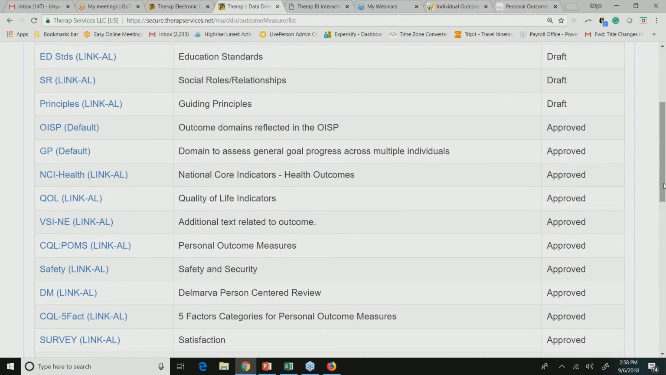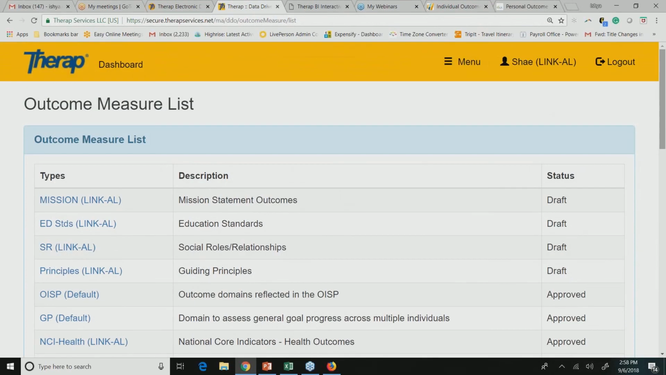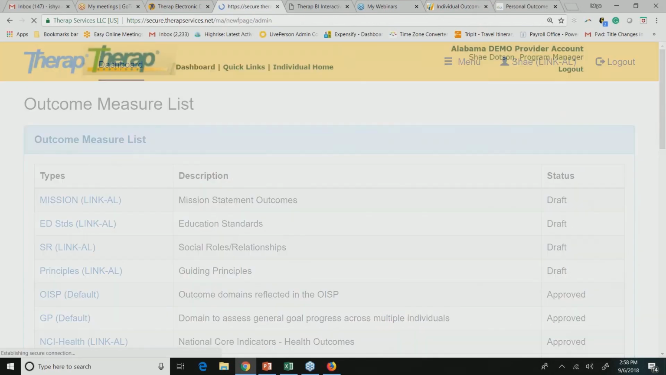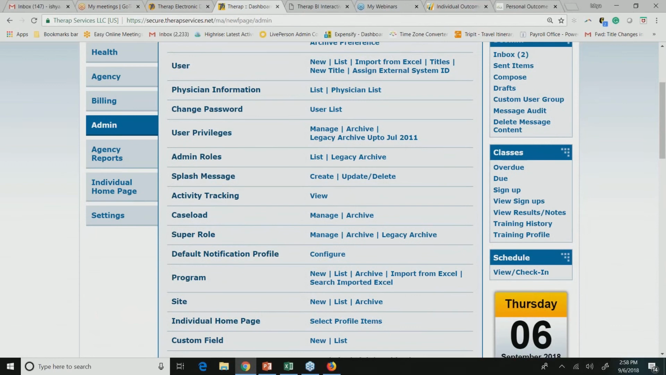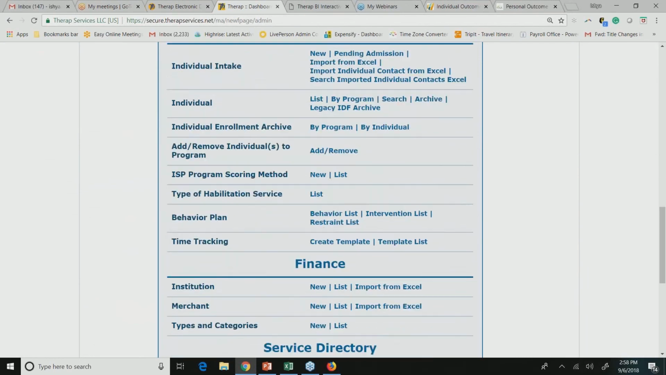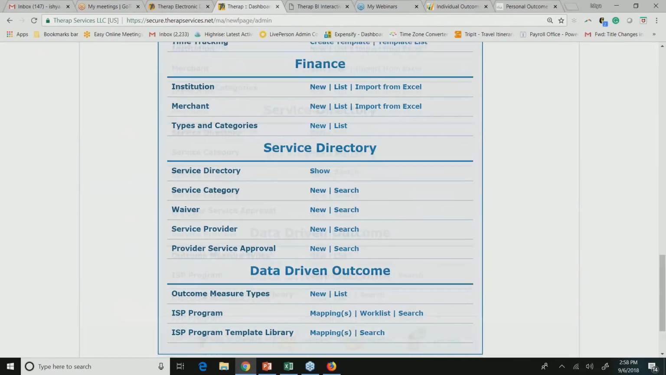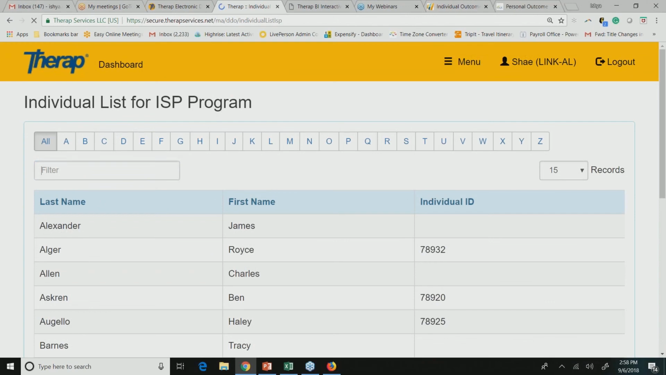You can certainly map over a task to as many different outcome measures as you want. You also are not required to map every task within an ISP program. So if you have an ISP program with 6 tasks, but only 2 of them do you feel fit neatly into one of your DDO outcome measure types, you can only map those 2. You don't have to do them all.